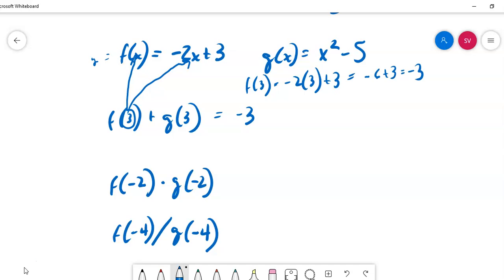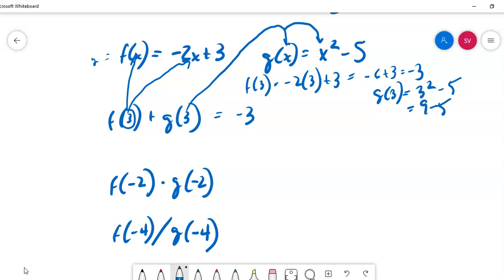Now let's take g of 3. What that means is wherever I see x in my g of x function, I want to replace x with 3. So g of 3 is equal to 3 squared minus 5. So you get 9 minus 5, which is plus 4. So now f of 3, which is minus 3, plus g of 3, which is 4, is equal to minus 3 plus 4, which is 1.